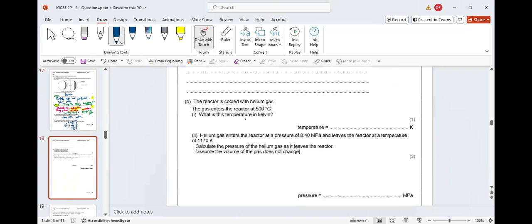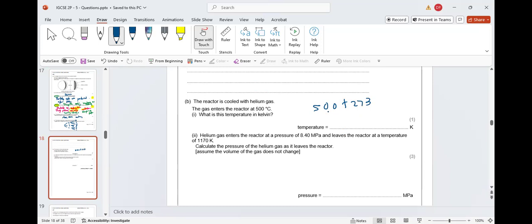Right. B, the reactor is cooled with helium gas. The gas enters the reactor at 500 degrees Celsius. What is the temperature in Kelvin? We have to add 273 to convert Celsius to Kelvin, right?